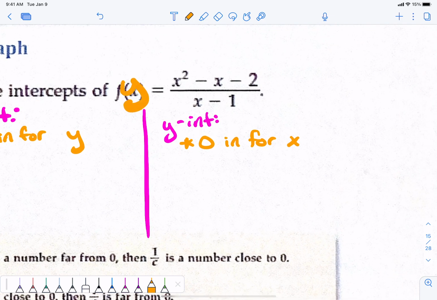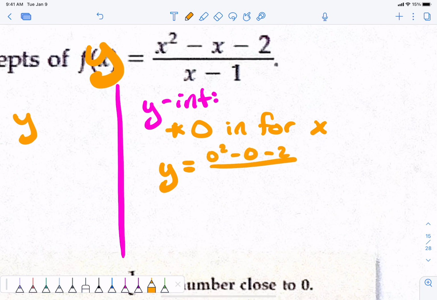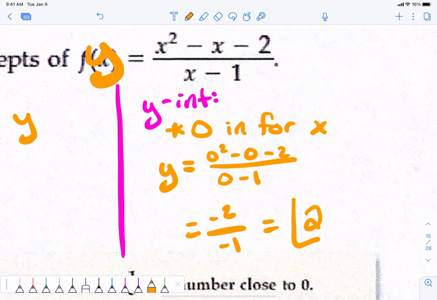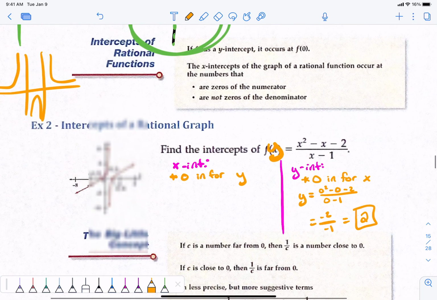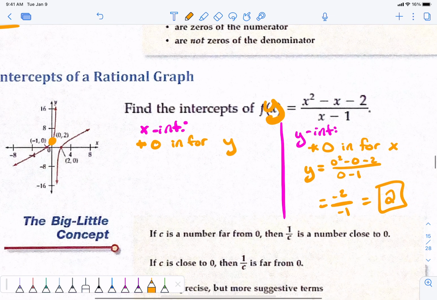f of x is just the fancy way of saying y, so we've got y there. And then we're just going to plug 0 in for all of the x's. You can do this in your head probably. y equals 0 squared minus 0 minus 2 all over 0 minus 1. What's left on the top? -2 over -1. So the y-intercept is at 2. Now I give you the graph over here. Is it touching at 2? Yeah, right there, that yellow dot.